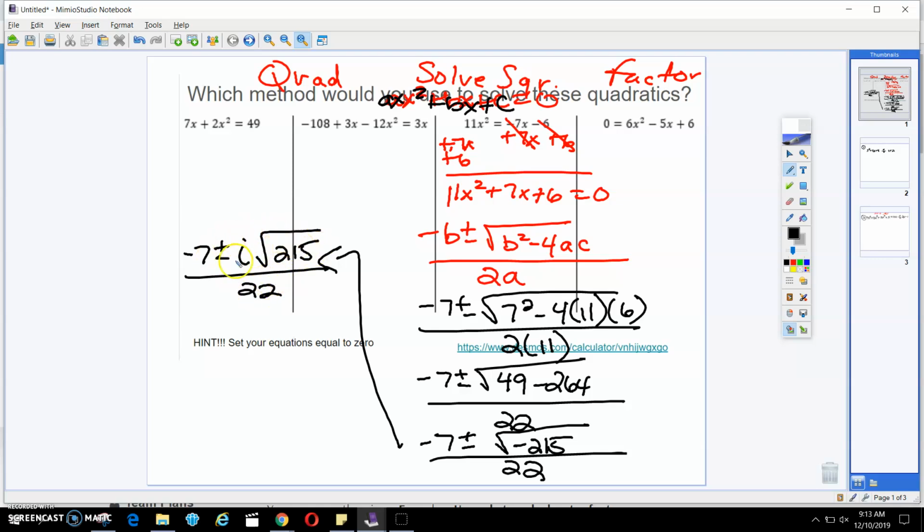The reason why I'm writing this i out here is because you see that negative underneath the radical? We know that the square root of negative 1 is i, right? So that's why we're going to put that i outside and we're going to make it positive.